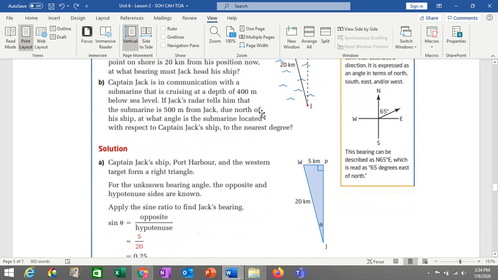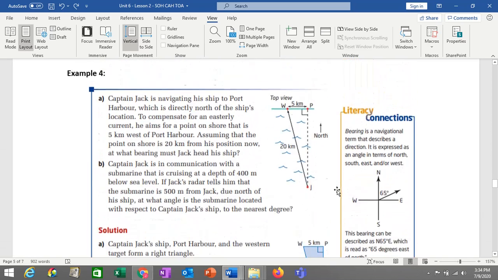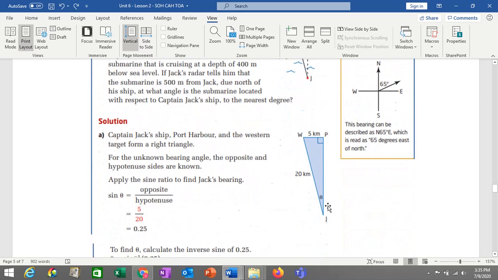Okay, so you've got this triangle. We want to head to this point. This is where he's aiming to head. So we want to know what angle we have there that will get him to that position. So that's our triangle, right? We have 20 kilometers to that point, 5 kilometers between that point and the port, and we're looking for this angle.